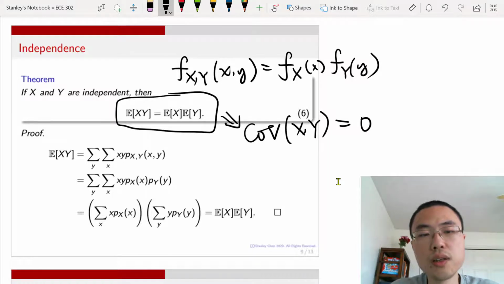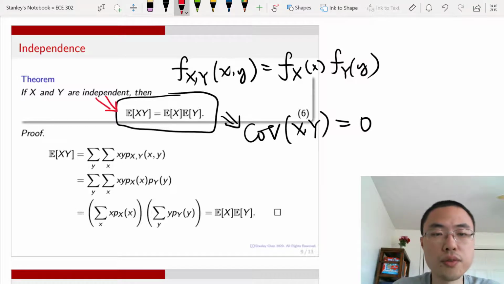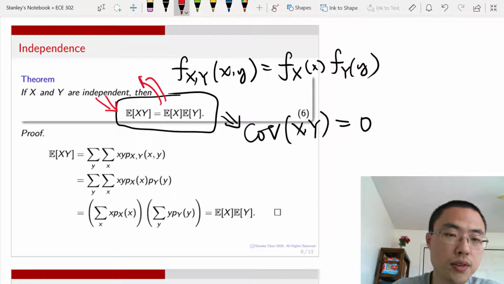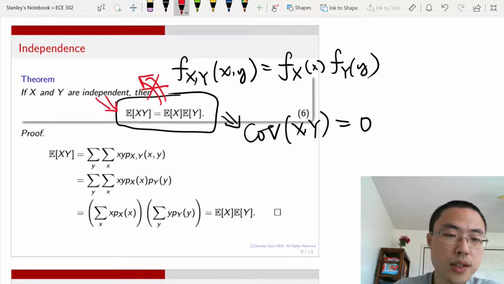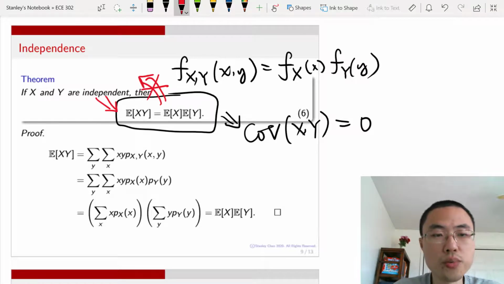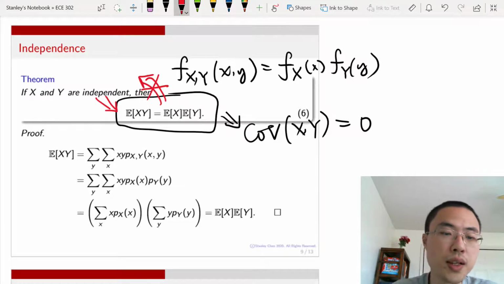So if you're independent, that will imply that the covariance is 0. Let me also emphasize this: independence will imply this result, but this result does not imply independence. We'll come back to this point later. But for now, let's just try to prove this very basic result, that if x and y are independent, then the joint expectation can be written as the product of expectations. The proof is actually quite simple.